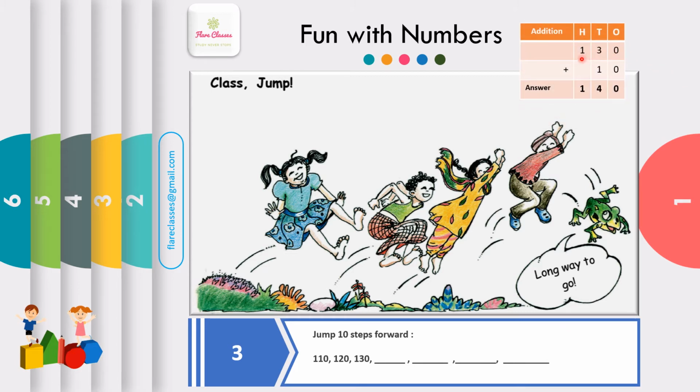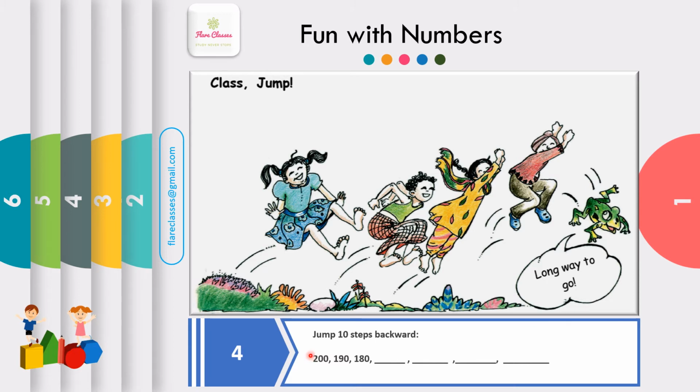Next number will be 130 plus 10. It will be 140. Then 140 plus 10, 150. 150 plus 10, 160. 160 plus 10, 170.